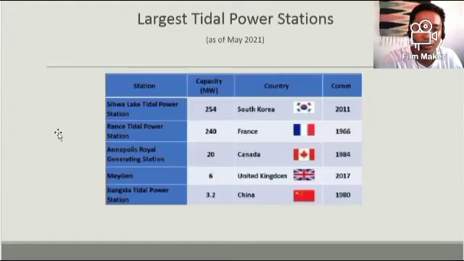So next slide is the largest tidal power stations as of May 2021. So here in South Korea, this is the largest, Sihwa Lake tidal power station. So the capacity of this is 254, in the country South Korea. So France tidal power station, 240 yung kanyang capacity, from France in 1966. So nauna ito. So Annapolis Royal Generating Station, medyo maliit lang ito, in Canada 1984, and MeyGen 6 in United Kingdom 2017. And Jingsha Tidal Power Stations, pinakamababa 3.2 in China in 1980.